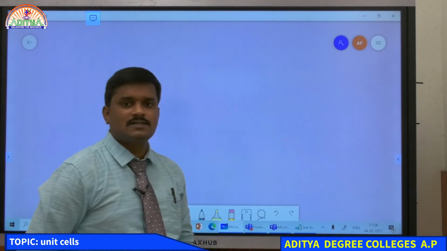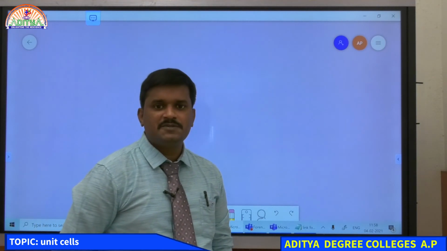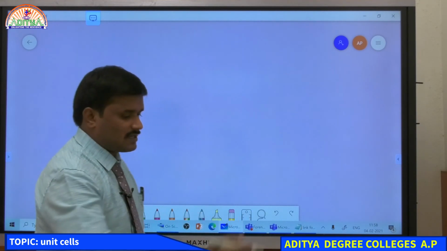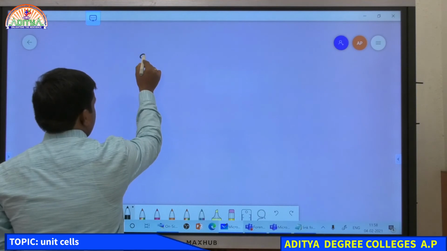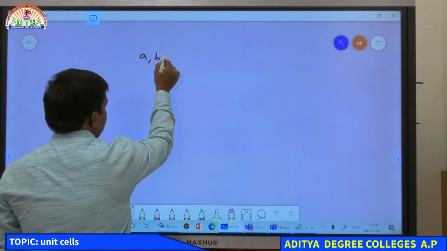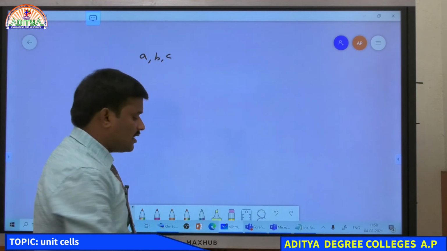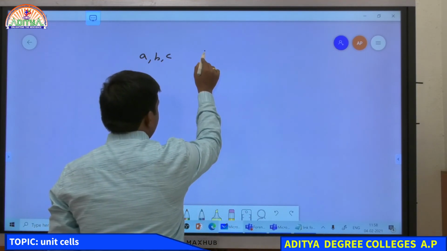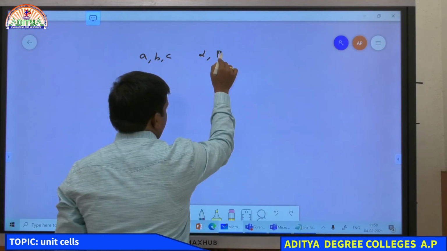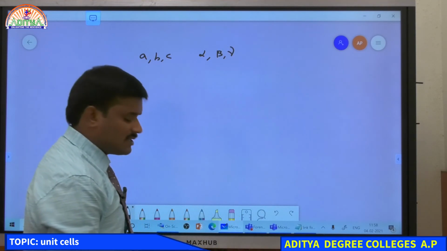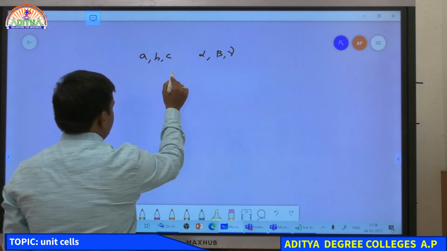So in our last class we completed types of crystals. Basing on parameters like a, b, c, that is the length of the faces of a crystal along the x, y, z axes, and also the angles between the interfaces alpha, beta and gamma, crystals are classified into 7 types.